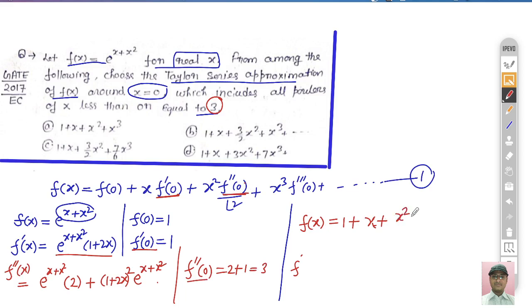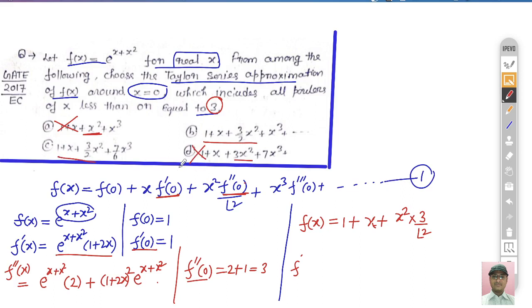x square into 3 upon factorial 2. Once you simplify, the third term is basically 3 by 2, right? x square into 3 by 2. So you can see here it is only x square, so it cannot be true. In this option it is given, all these terms are matching. Here in either option B or C it is given 3x square, so it cannot be true.